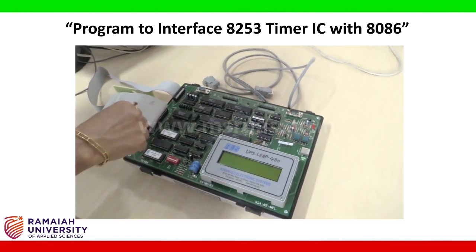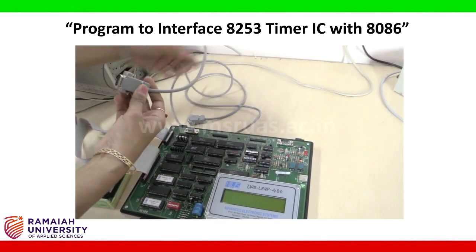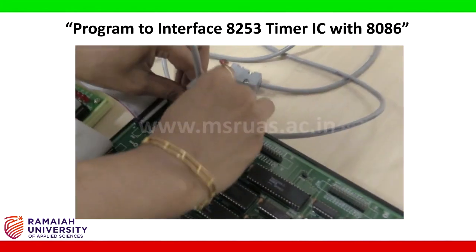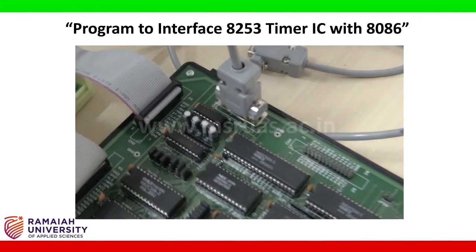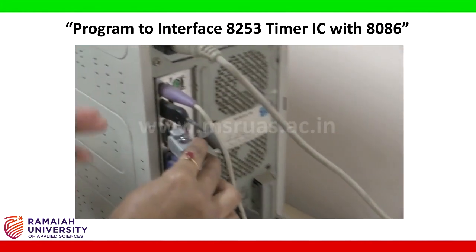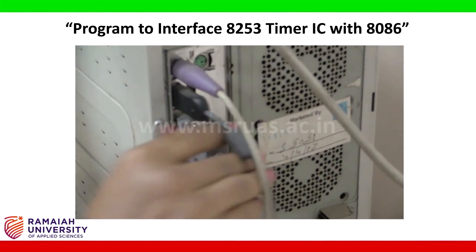Now let us connect the RS232 serial communication cable. First let us connect this to the 8086 kit, and the other end is connected to the CPU of the computer.